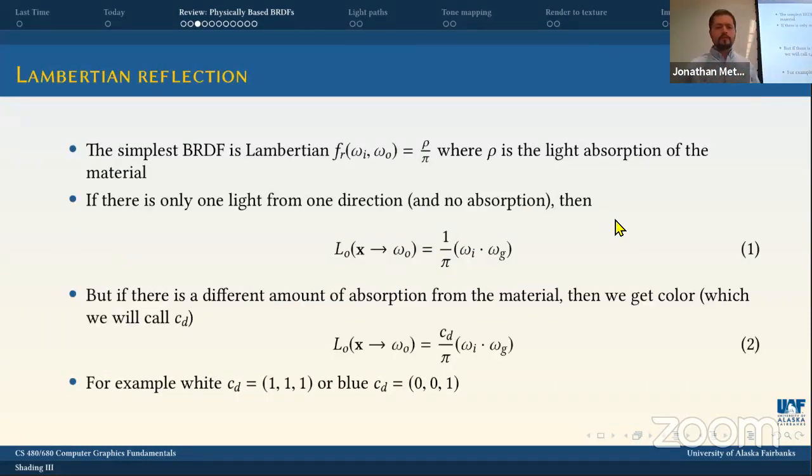then we have Lambertian reflection, where the simplest BRDF is constant. And we have rho over pi. The 1 over pi has to do with the fact that the area of a hemisphere is 2 pi. And when you do the integral, then you have to factor in a normalization to it. Otherwise, you end up having twice as much light coming out.